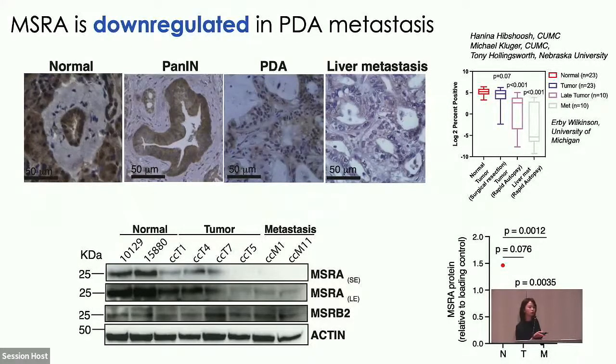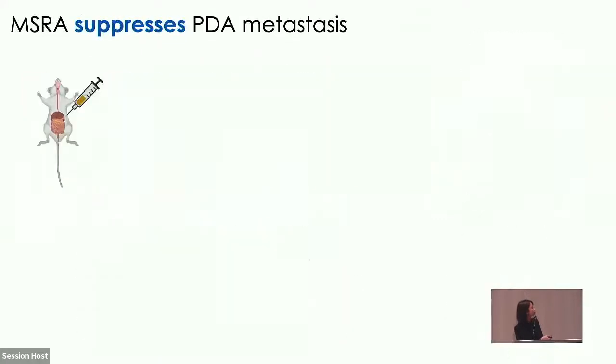And this is good news to us because one, it validates the expression pattern in our TMA. And second, it tells us that we now have a model system to study what this means. This is important because a decrease in expression level doesn't always mean that it's functionally relevant. And so what we decided to do was we took tumor organoids that still express MSRA and we used CRISPR to knock out MSRA, and we asked what happens to primary tumor growth in vivo.